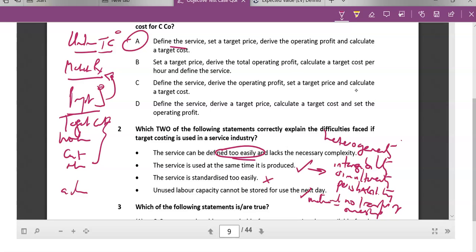So please go back and look at these concepts. Which is why you saw in an earlier question, they tried to mix a third thing that wasn't really one of it. And I was saying to you, oh yeah, that's not quite there. But these are the 5 characteristics of services that make target costing much more difficult in the service industry.